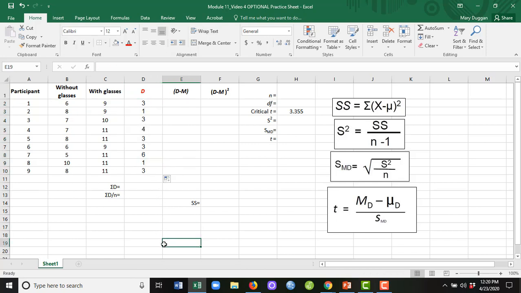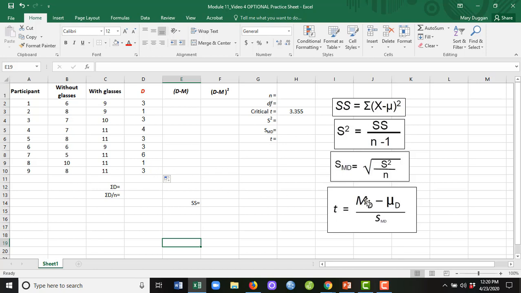Now that I have my difference scores, this is actually the data that I'm working with. I'm going to ignore the rest of that. The difference scores are what I'm looking at. I want to know if my difference scores are significantly different from 0. If somebody didn't have a preference between with or without glasses, their difference score would be 0. I want to know if these difference scores are significantly different than 0.